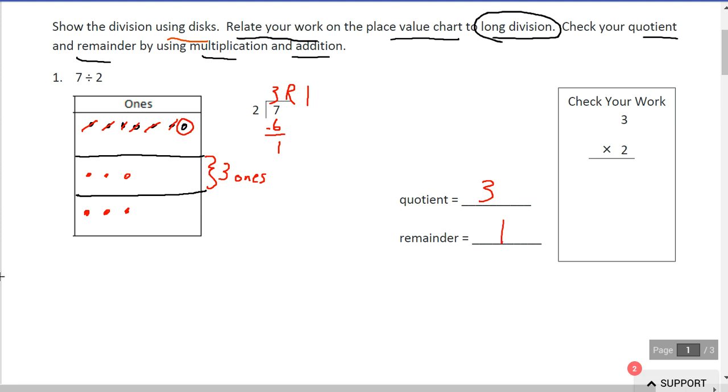Now it says, check your work. Well, how do we do that? Multiplication. Well, 3 times 2 is 6. But wait a minute, we said we started with 7 over here. But we have to remember if we have a remainder, we have to add that back in. So we need to add that back in. So 6 plus 1 is 7. There you go. All right, well, that seems kind of fun. Let's try the next one.